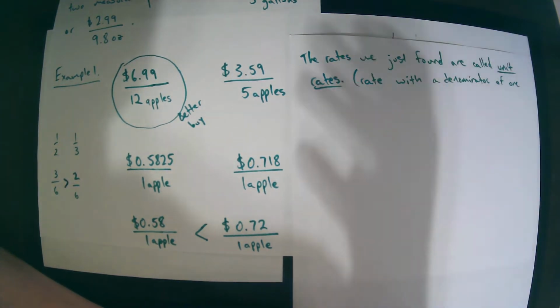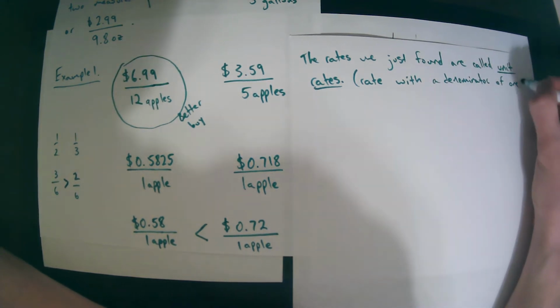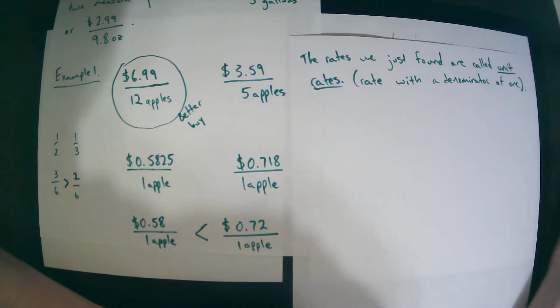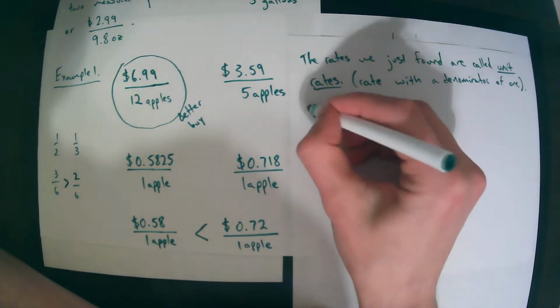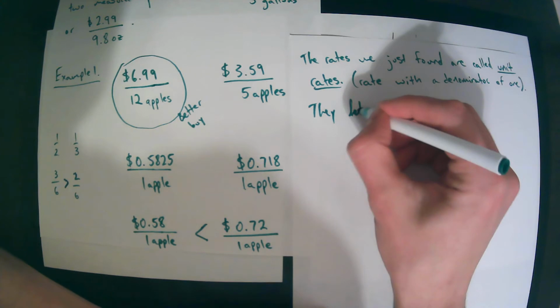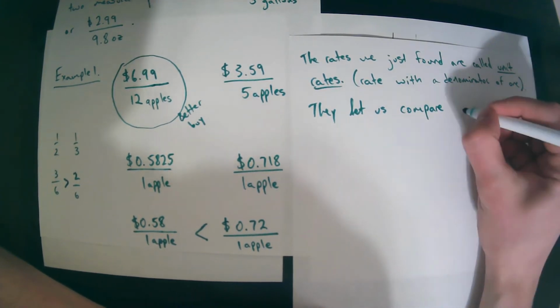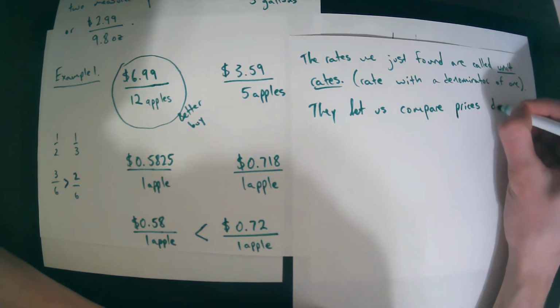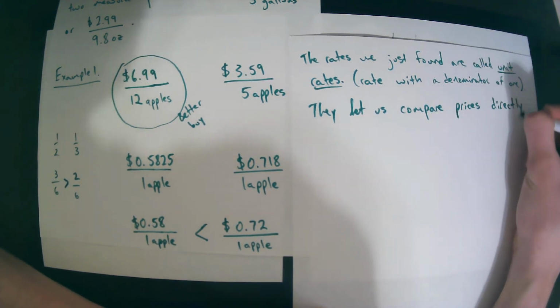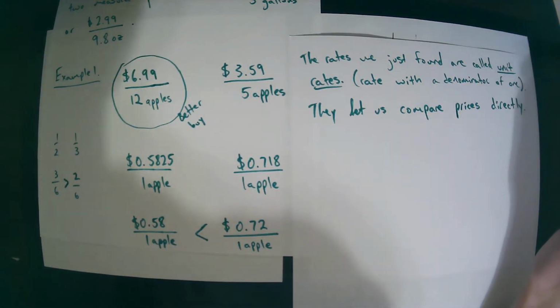One item, one apple, 1 ounce, 1 gallon, so whatever the measurement is. Okay, and why are unit rates so useful? They let us compare prices directly, and other things, not just prices, but in particular, one of the most useful places that you'll use unit rates is comparing prices.